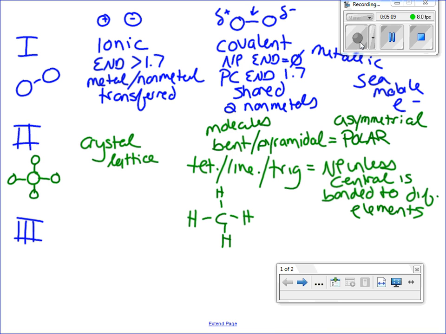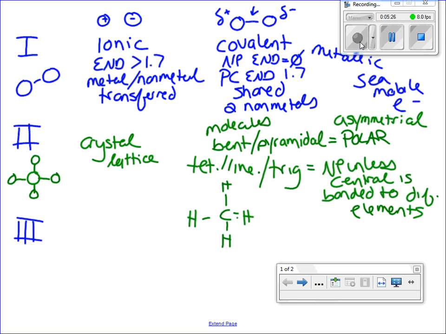This bond here is polar between hydrogen and carbon. It is polar. Hydrogen has a lower electronegativity than carbon. However, this whole molecule, let me redraw that.